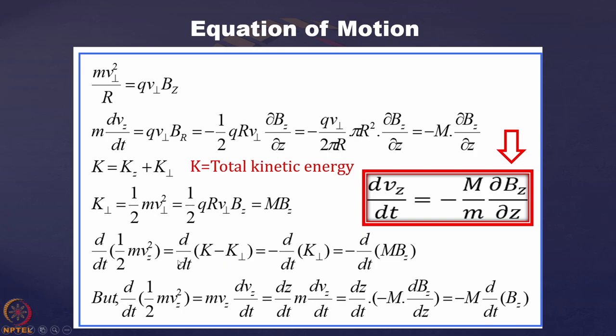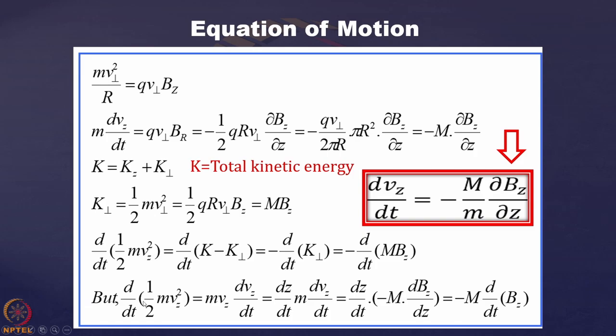Now what happens if the total kinetic energy is a constant of motion? So what I can do is take this derivative as 0. What I am left with is minus d/dt of k perpendicular. And you know that k perpendicular is what? This is mBz, so I put that mBz over here. So we get d/dt of half m Bz square equal to minus d/dt of mBz. So mBz is within the bracket and d/dt is outside.